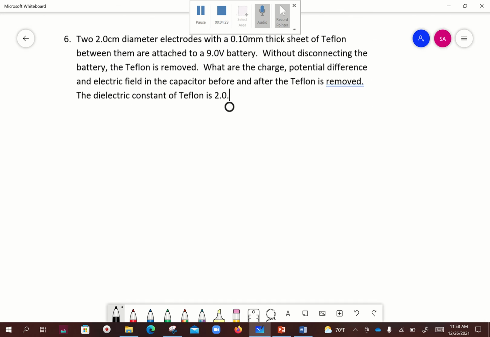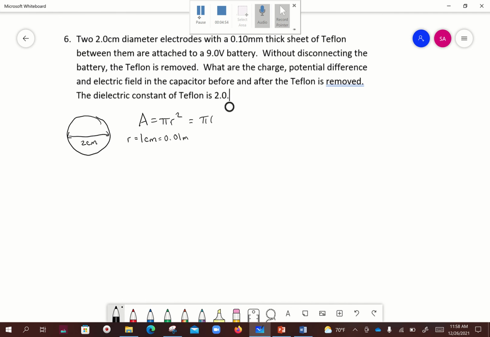Okay, so they're 2 centimeters in diameter. All right, so I know it's 2 centimeters all the way across. And remember, I'm going to have to find the area. Area for a circle is pi r squared. And in this case, r is equal to half the diameter, so 1 centimeter or 0.01 meters.